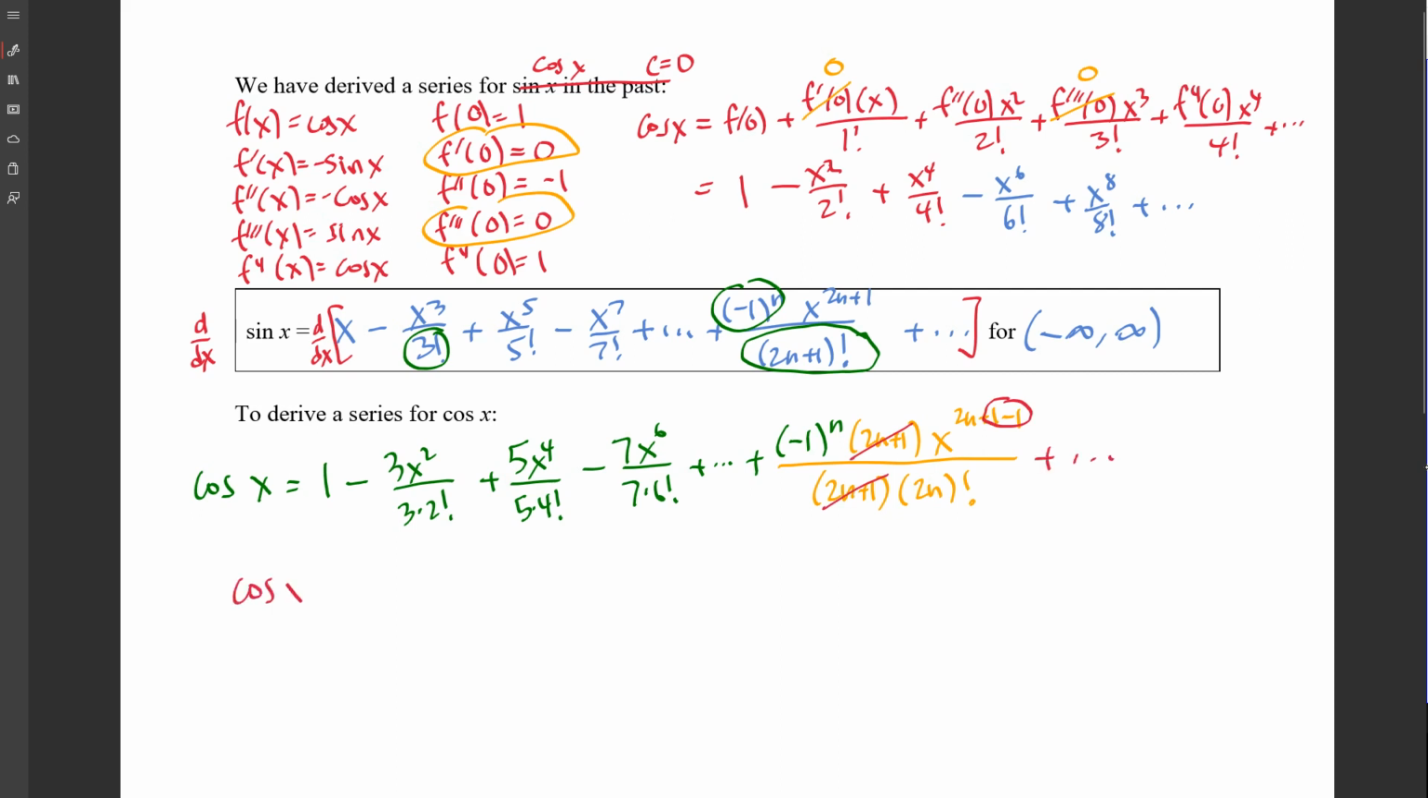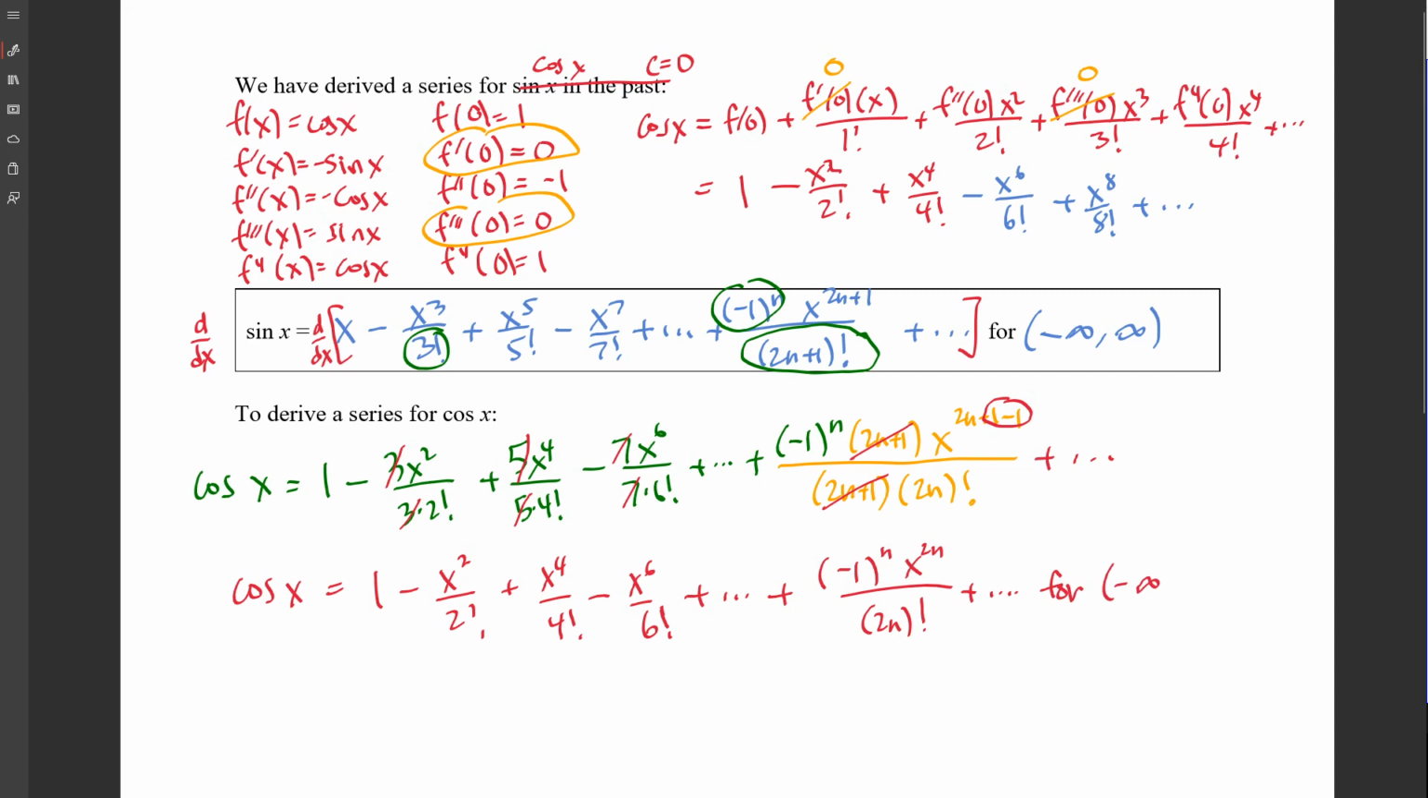So I can write that cosine of x is equal to 1 minus x squared over 2 factorial plus x to the 4 over 4 factorial minus x to the 6 over 6 factorial. And is that the same as what I thought I would get here? Yes, it is. Plus dot dot dot plus negative 1 to the n times x to the 2n over the quantity 2n factorial plus dot dot dot. And this is for cosine. The radius of convergence will be negative infinity to infinity for cosine.